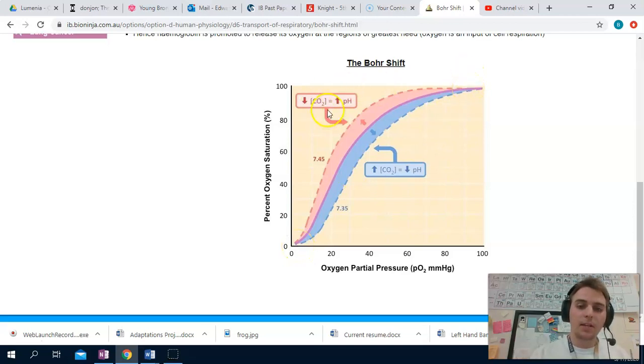If carbon dioxide goes down and pH goes up, so the blood becomes more alkaline, more basic, then with not as much carbon dioxide, hemoglobin will hold on to its oxygen a little bit longer. You have to think about why this might be. If you don't need as much oxygen in these areas, if our carbon dioxide levels are low, hemoglobin doesn't need to give as much oxygen away, so it holds on to it a little bit longer to help balance that out. Whereas if the blood pH is low, so if carbon dioxide levels are high, hemoglobin will let go of its oxygen a little quicker.